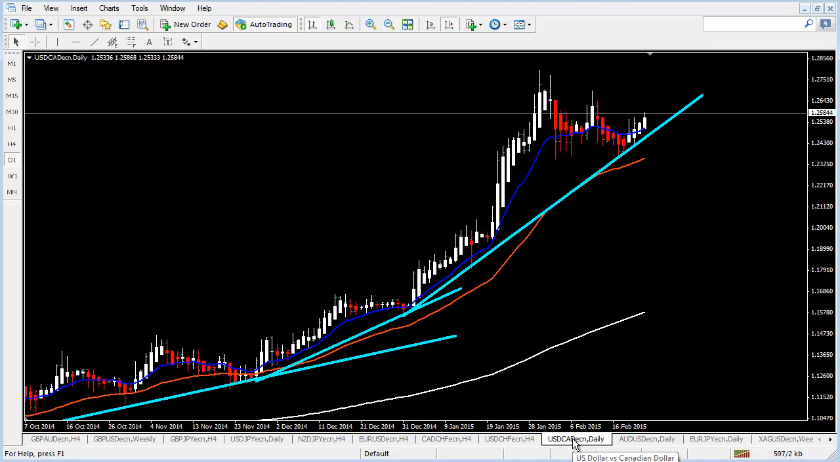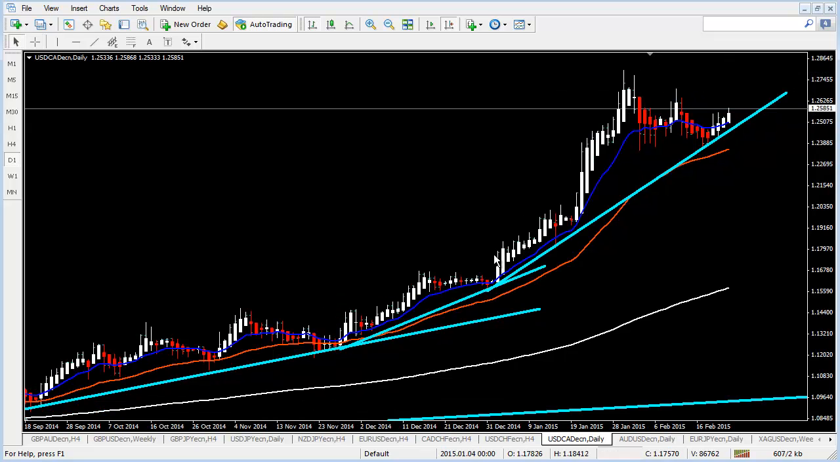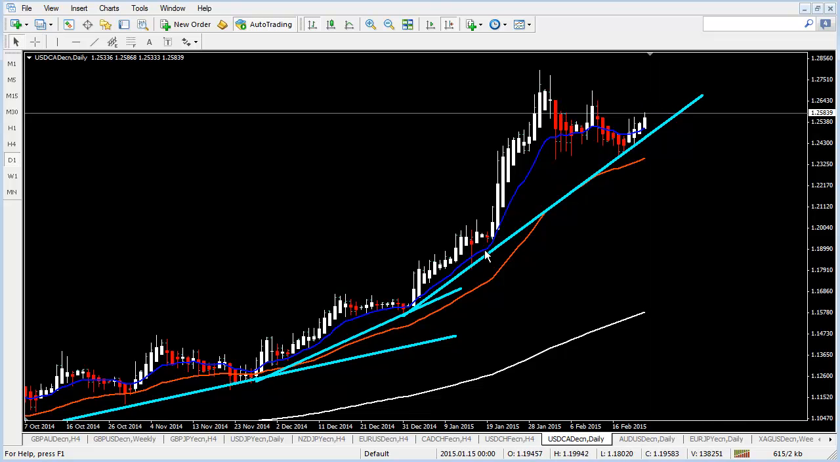USD Canadian dollar is still pushing up. This is a really powerful trade. Let's hope it will create new highs. We have many members being long since forever on that one. For now, only longs, nothing else.